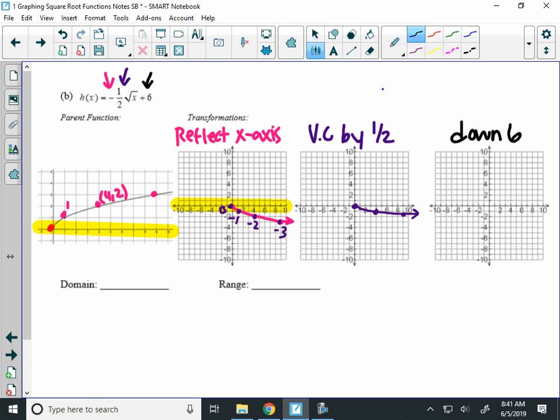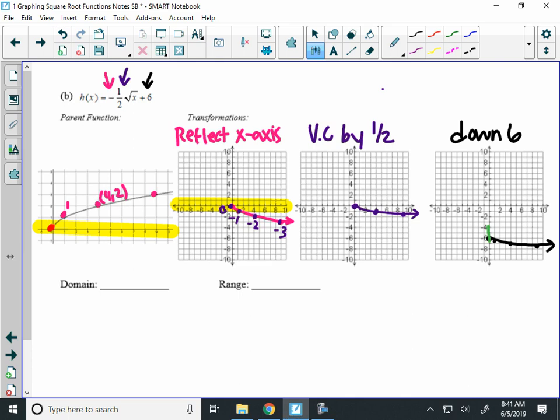Finally, I'm going to take all those points and just move them down 6. So my first point is 0, negative 6, 1, negative 6.5, 4, negative 7, 9, negative 7.5. And there's my graph.